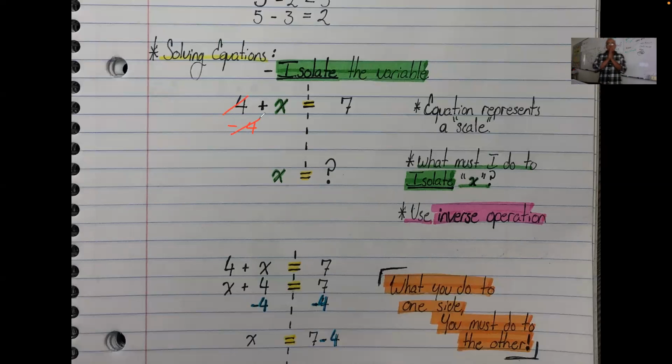However, ladies and gentlemen, if we can think of an equation as a scale, okay, here's the left side and here's the right side. If I take something off of the scale, if I take something off of the left side, if I subtract 4, what's going to happen to the scale? Is it going to be equal anymore?